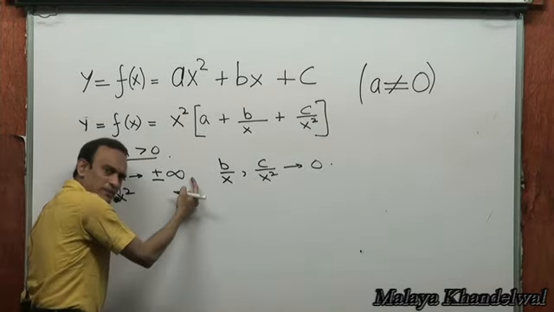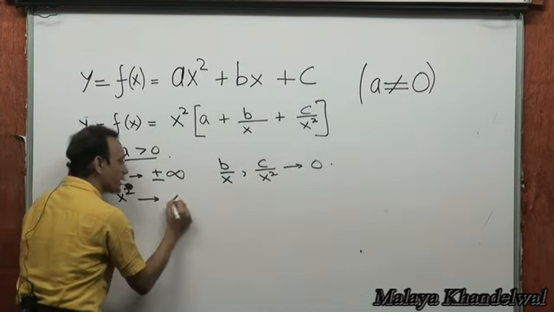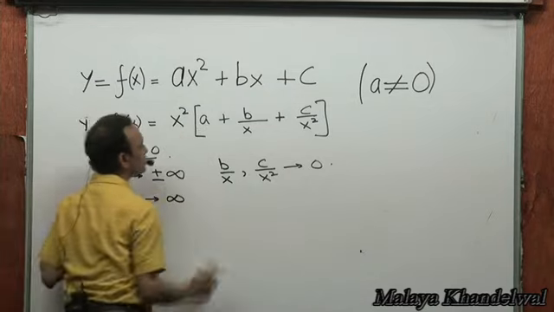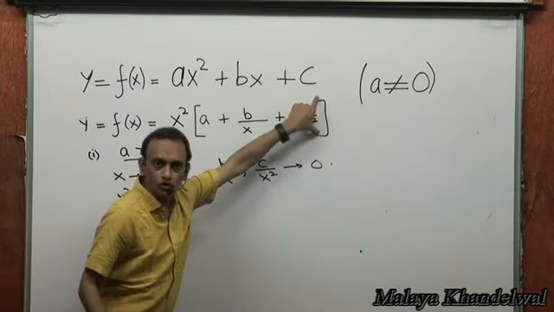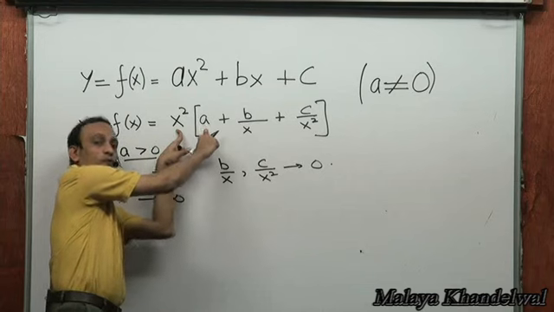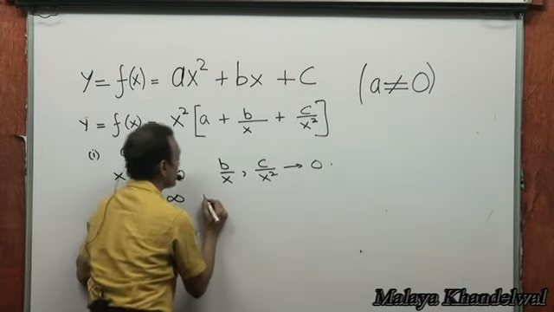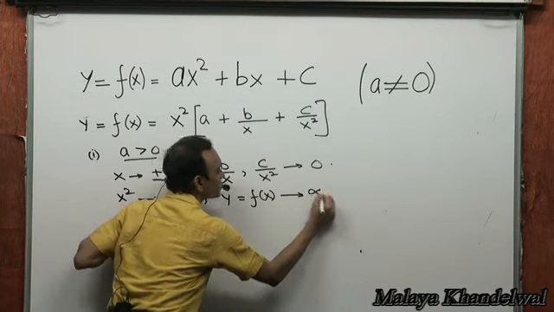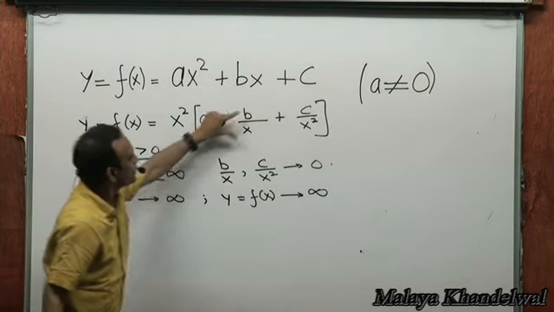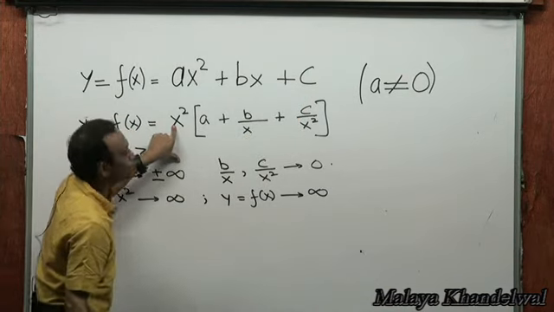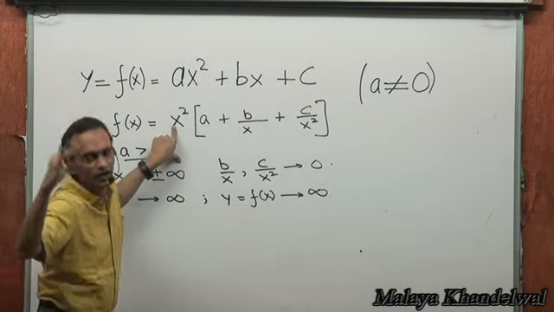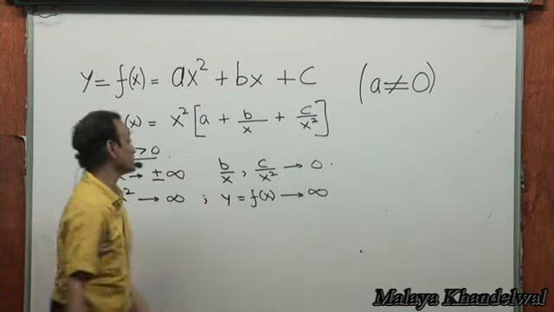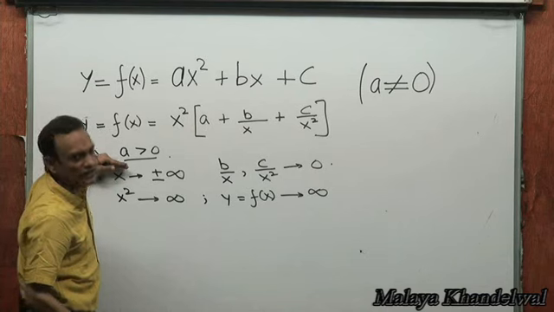What happens to x squared? If x tends to plus or minus infinity, x squared would tend to plus infinity. Now, if x squared tends to plus infinity, these two go into oblivion, then a into x squared would tend to plus infinity. So y equal to f(x) would then tend to plus infinity. Yes or no? Because a is positive, these two numbers vanish. A into a very large positive number would be a very large positive number. So f(x) tends to plus infinity. That happens for a greater than 0.